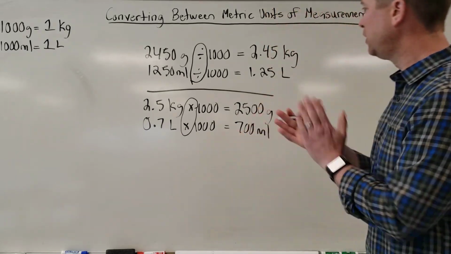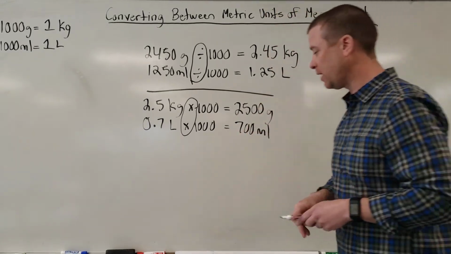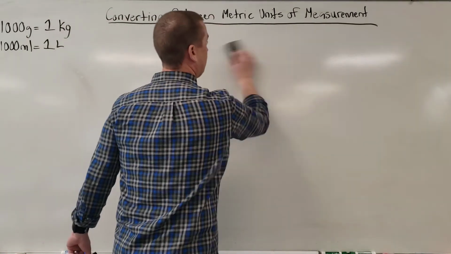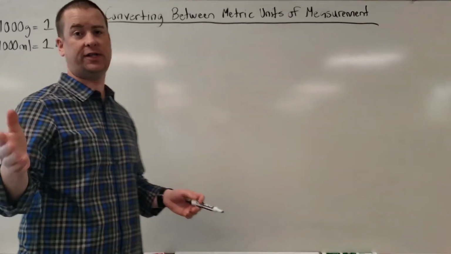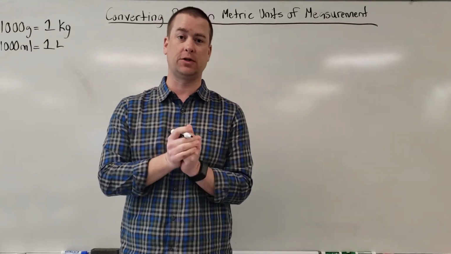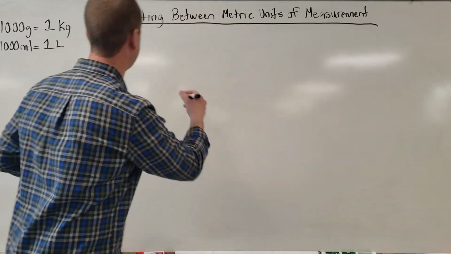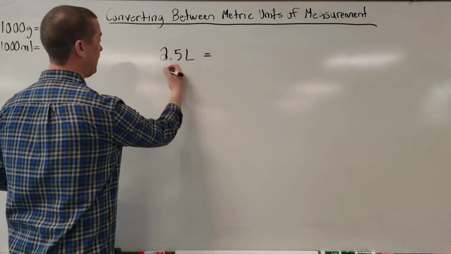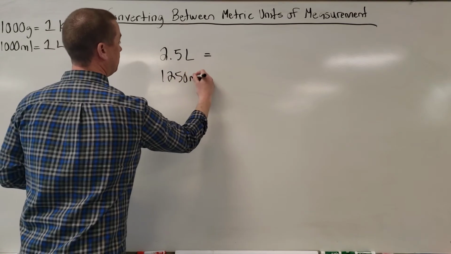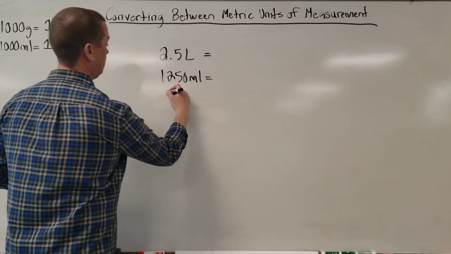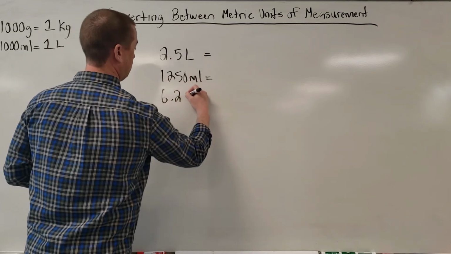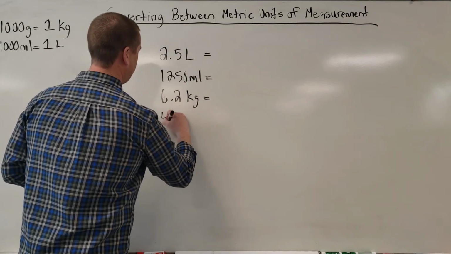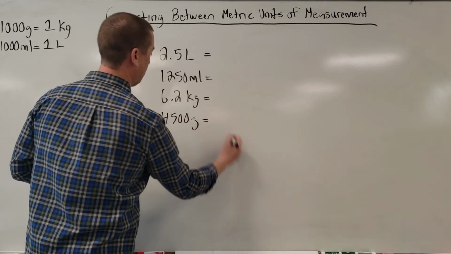Okay, guys? So a few examples I'd like you to do at home. I'm going to write on the board here for you. And on your Google Classroom as well, you're going to see that there are also a bunch of examples for you to do. Here's a couple more just to get you practicing a little bit. So let's say 2.5 liters. How would we write that? 1,250 milliliters. How would we write that? 6.2 kilograms. How would we write that? And let's go 4,500 grams. How would we write that?